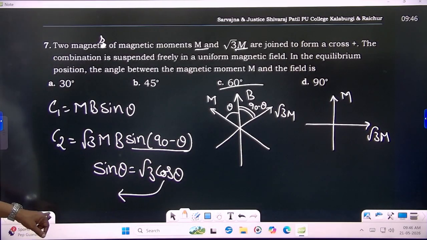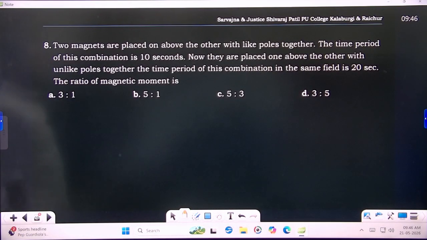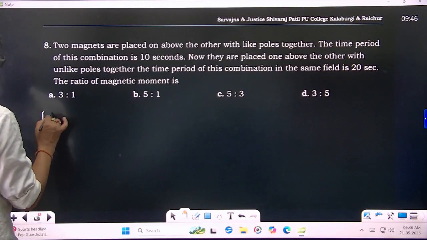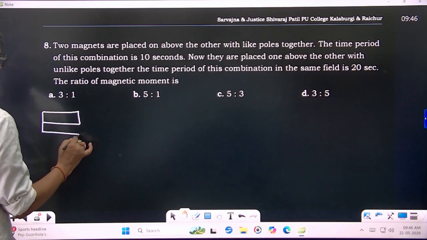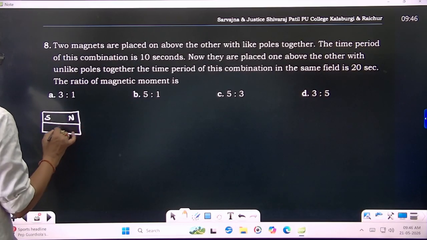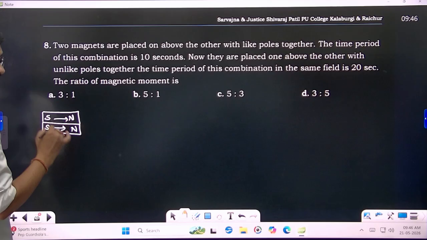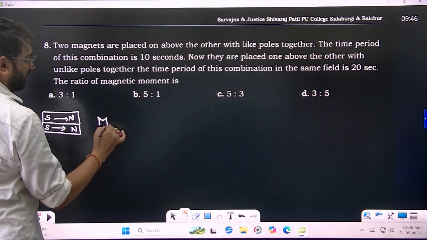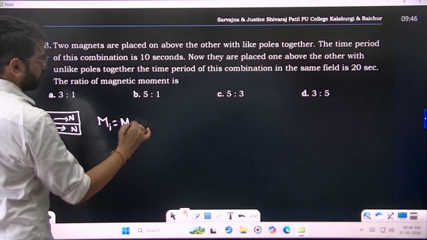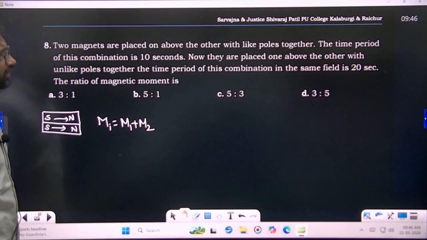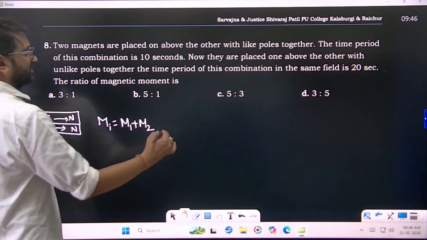Next, two magnets are placed one above the other with like poles together. So two bar magnets one above the other with like poles together, south and north, south and north. So both the magnetic moments are in the same direction. So initial magnetic moment will be equal to m1 plus m2. The time period of this combination is 10 seconds.